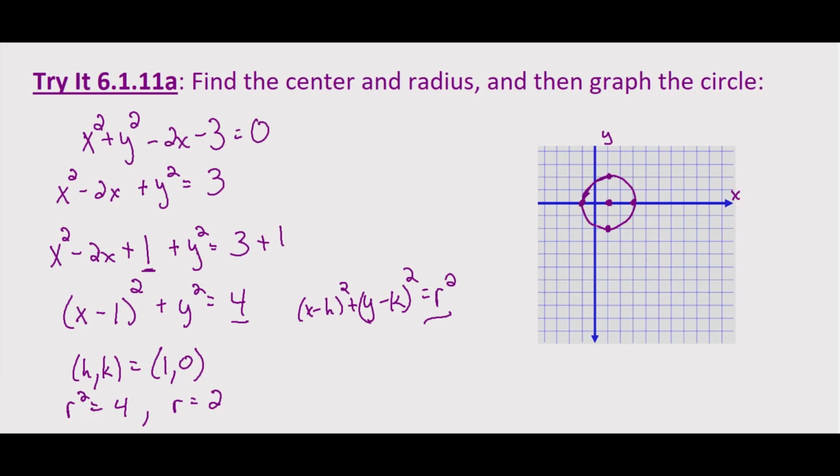So again, if we're given an equation in general form, if there's no x term, that means that the x coordinate of the center is going to be 0. If there's no y term, that means that the y coordinate of the center is going to be 0. In this case, there was a y squared term, but no y term. That means that the y coordinate of our center is 0. So our center is 1, 0. We found that by completing the square with our x terms. And then our radius is 2. Plot the center and go the distance of the radius up and down and left and right to graph the circle.